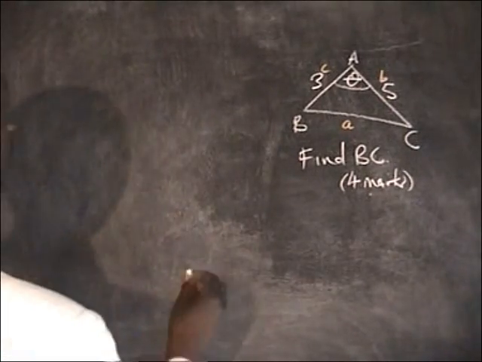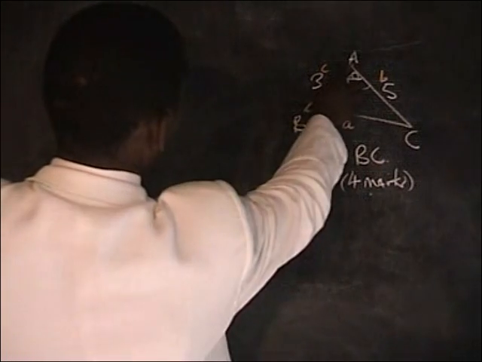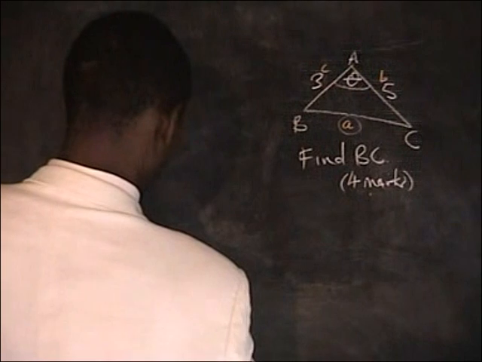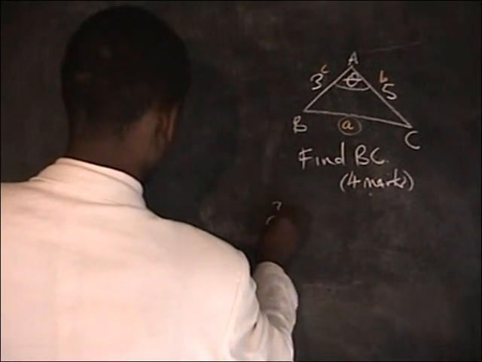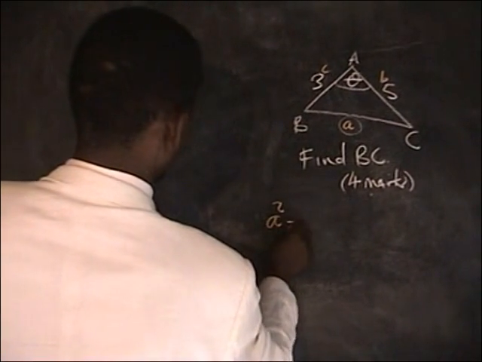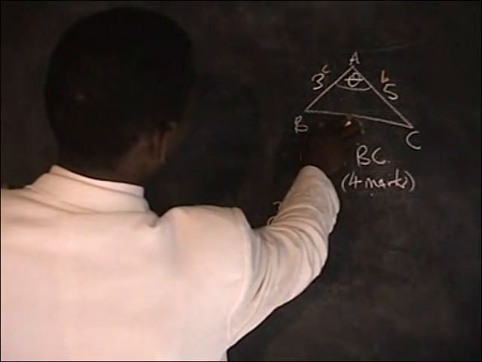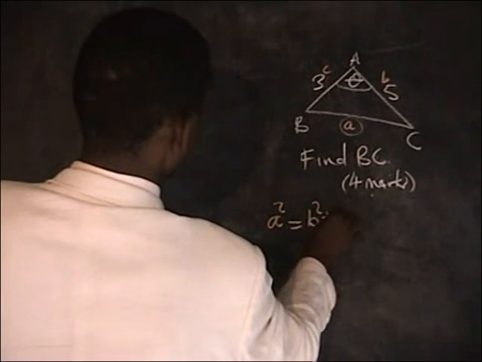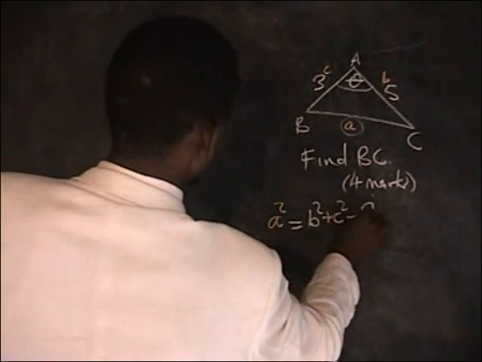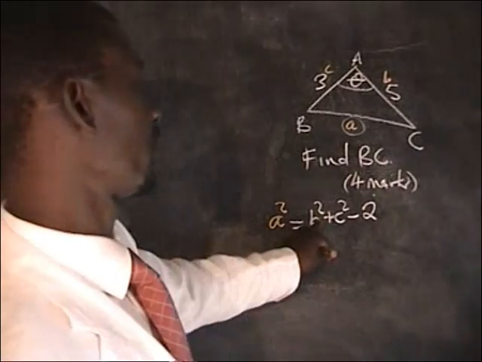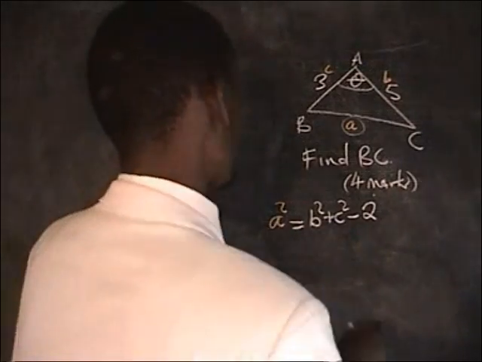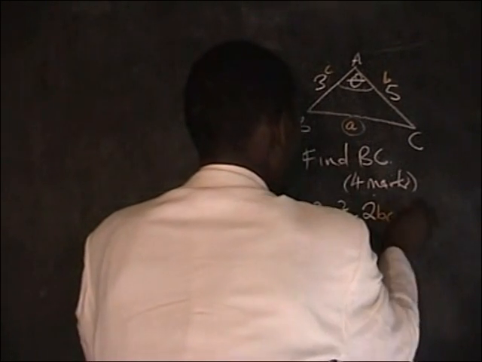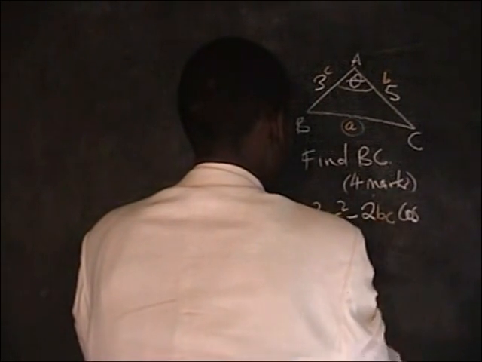Then the formula to use, since you are trying to find the BC, which is represented by small letter a, starts as small a squared equals. After small a squared, you cover it and you are able to see b and c. After the equal sign, b squared plus c squared, then minus 2bc, and then you connect to say cosine.